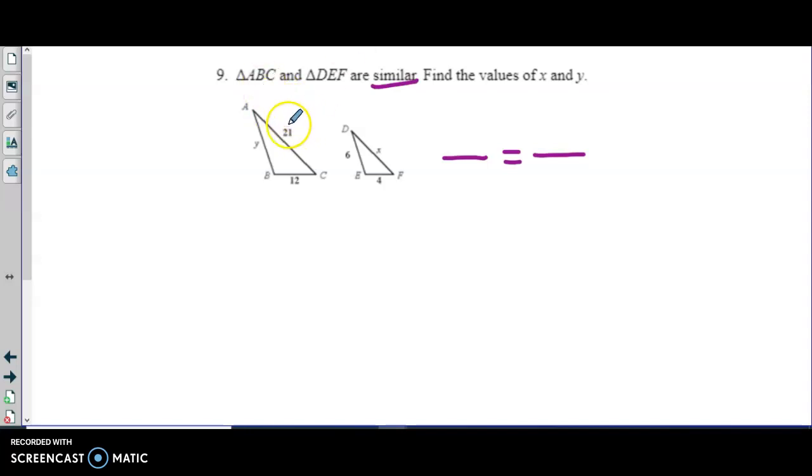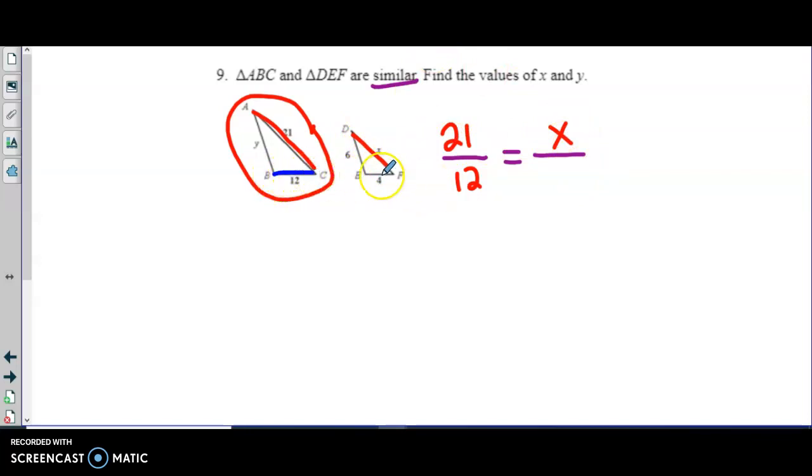So let's just look. There's tons and tons of ways to do this. I'm going to write a fraction out of my first picture first. So I'm just going to do 21 over 12. And then when I write my second fraction, I have to make sure I get corresponding parts. So 21 was the diagonal here, so I got to make sure that I put x on top for that one. And then 12 was the horizontal, so I got to make sure that I put the horizontal on the bottom for that one.